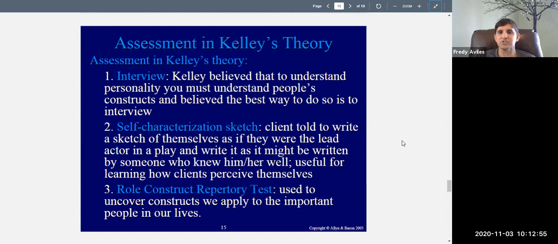It's all about our predictions, our hypotheses. We are, to some extent, like scientists, right? We make hypotheses and we test them against reality. So what did Kelley do to assess the people that he studied?